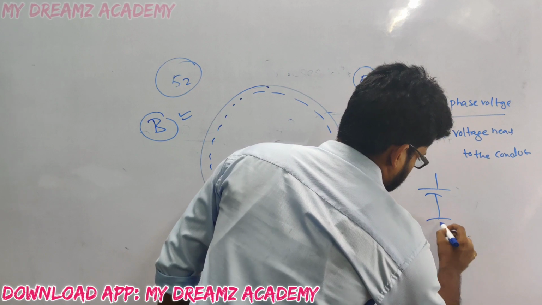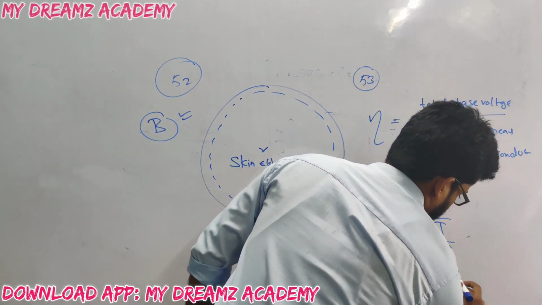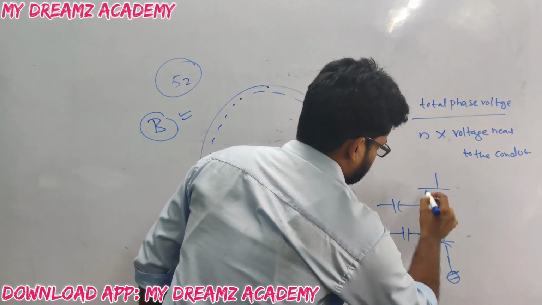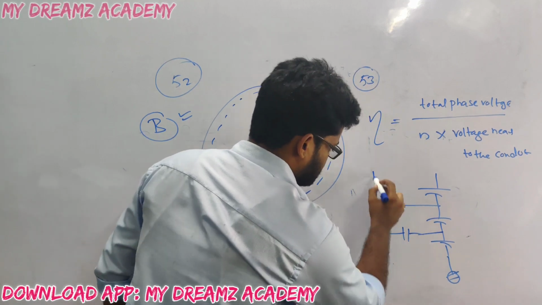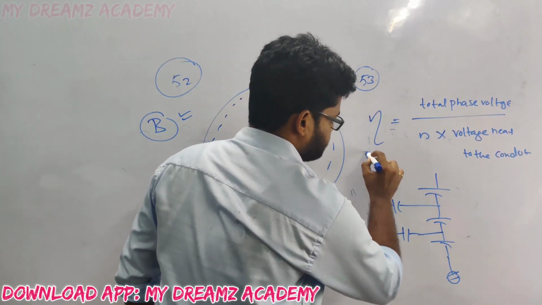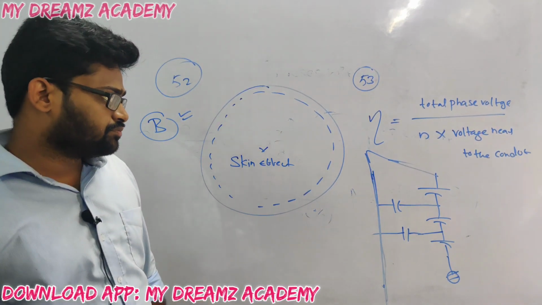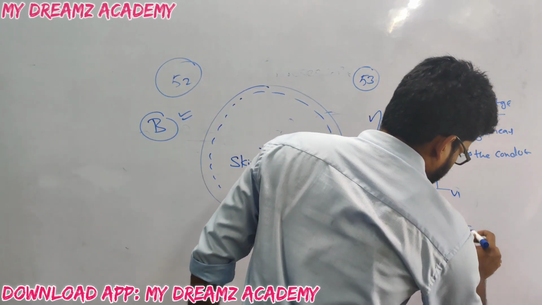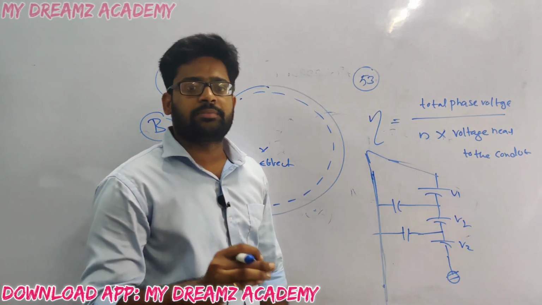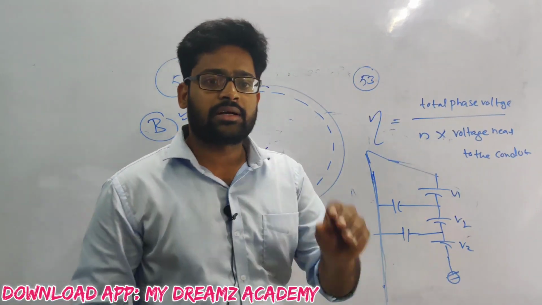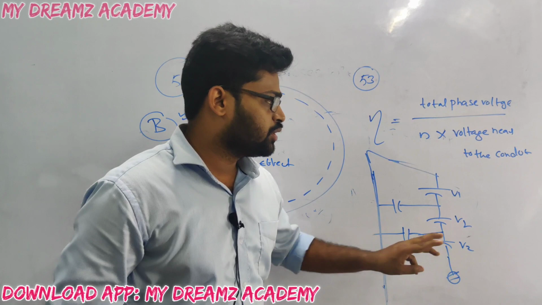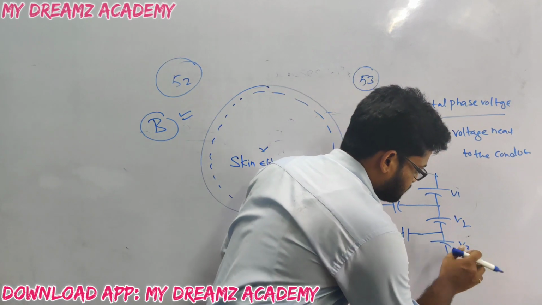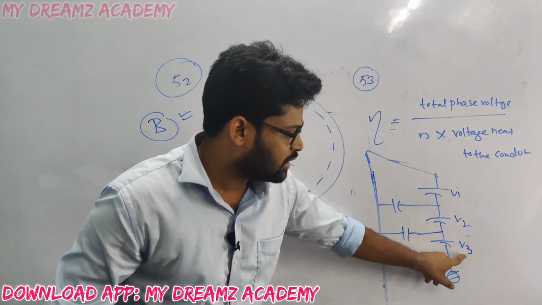Suppose these are the discs and this is the conductor, these are self and mutual capacitors, and this is the tower structure like this. So the total phase voltage, let us consider these as V1, V2, V3. The total phase voltage is V1 plus V2 plus V3, and N is the number of discs: 1, 2, 3, so we have 3 discs, and the voltage nearer to the conductor is V3.